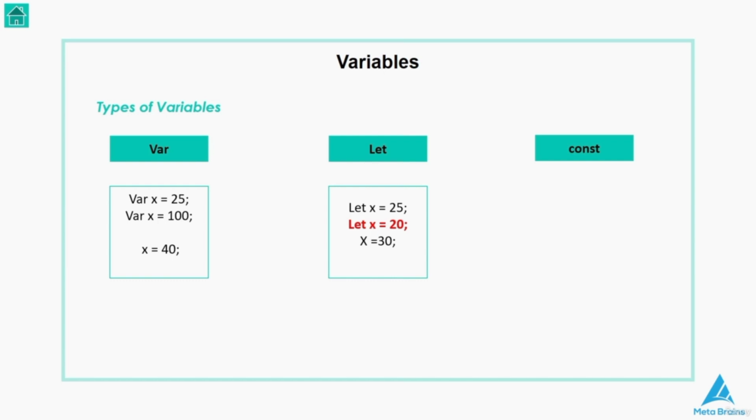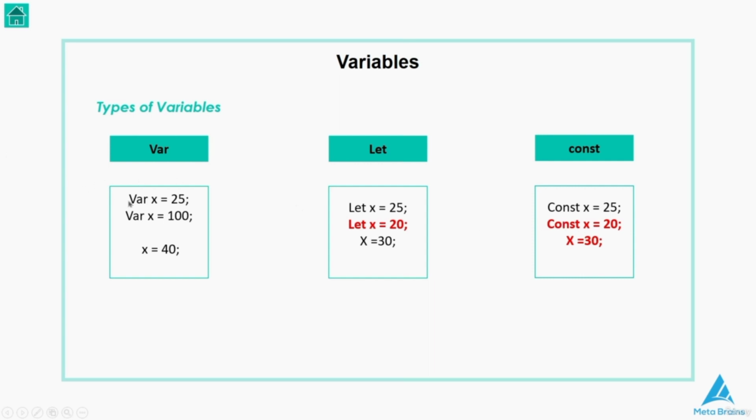Alright, and now on to the third variable type. The third one is const. With this one, there is no option similar to var and let. You can only declare one time and one time only. So that explains why the second and the third lines are highlighted in red.